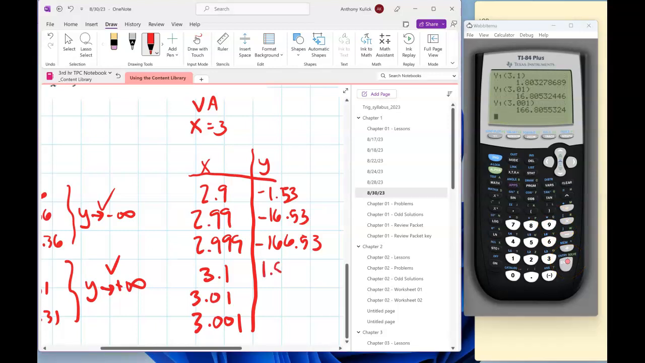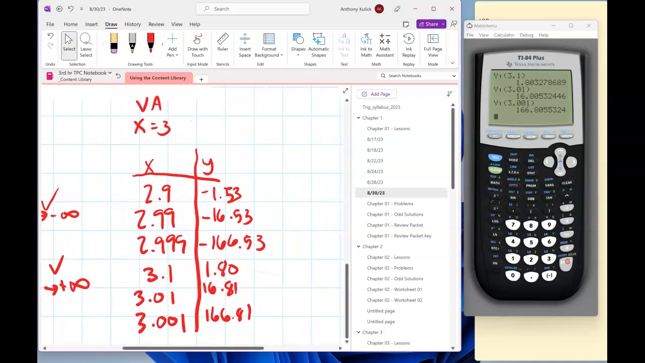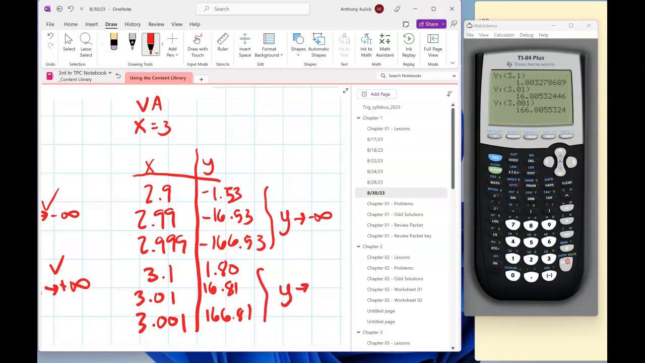So what do I got? 1.80, 16.81, 166.81. Again, those are getting smaller without bound. Those are getting bigger without bound. Taken together, that tells me I have a vertical asymptote.